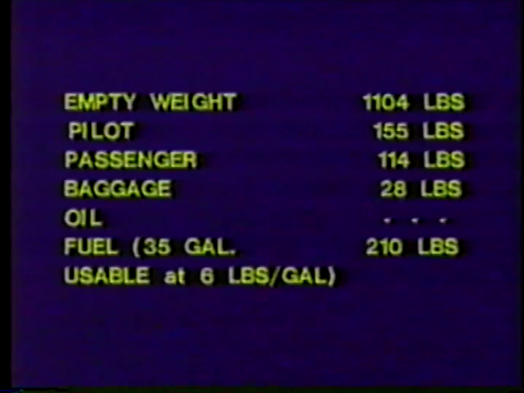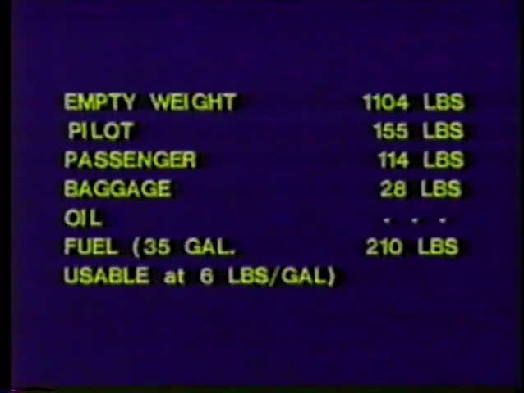The passenger weighs 114 pounds. Will carry 28 pounds of baggage, and the oil capacity is 6 quarts, which is included in the empty weight. Total fuel capacity with long-range tanks is 38 gallons, with 35 usable gallons. Using this data, determine if the airplane is within the maximum certified gross weight limit. List everything you put into the airplane and note the weight.